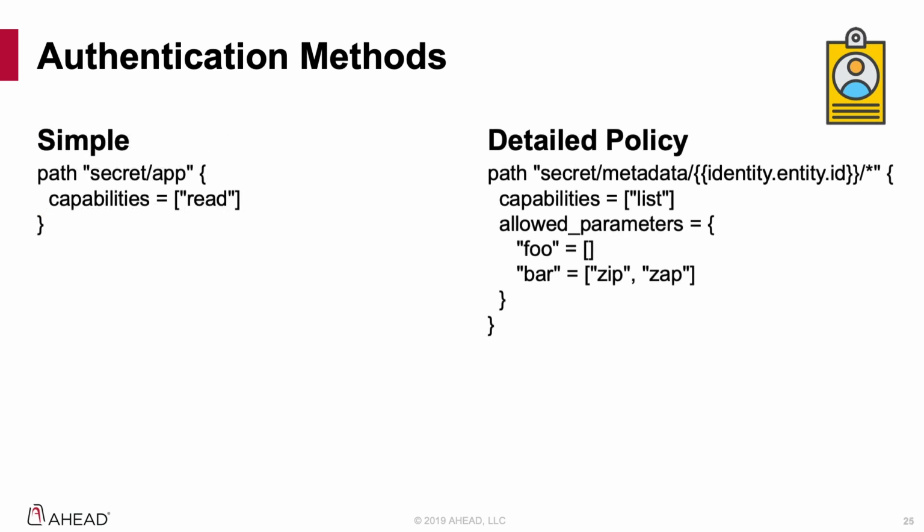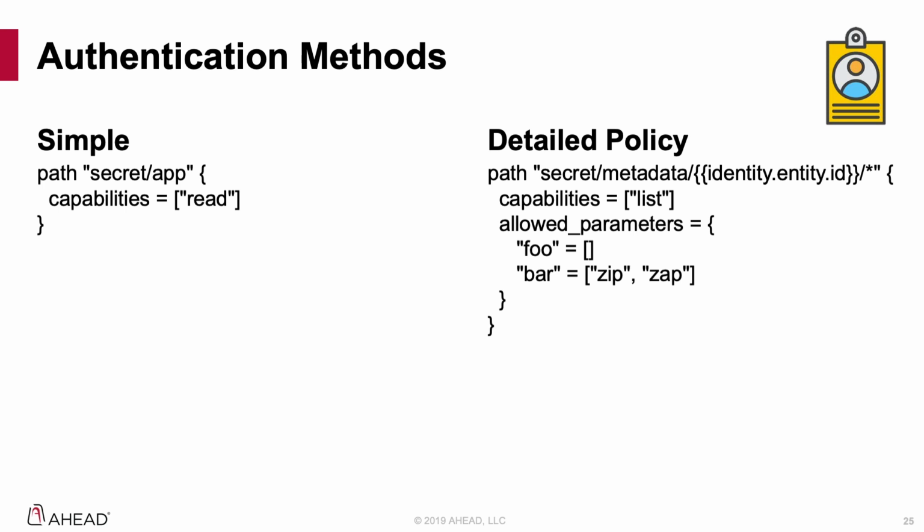So a couple of simple examples here. So I have a path of secret/app. So that could be your KV store, as I mentioned, so just a simple key value store. And I can give that user just the capability to read passwords underneath the app folder there.